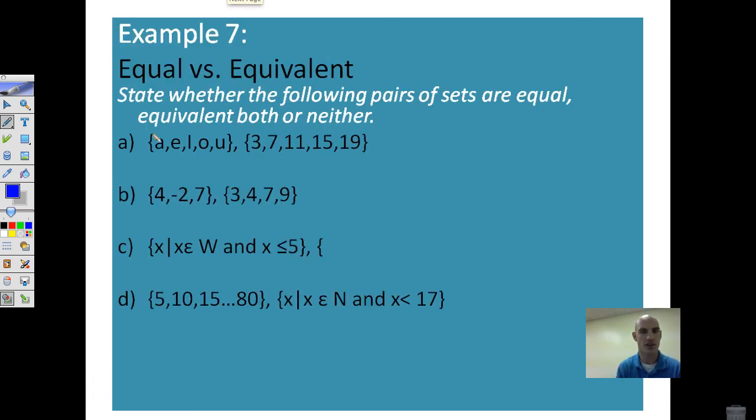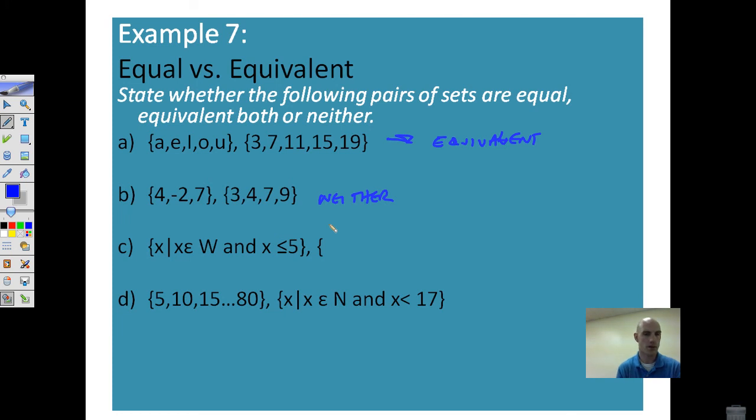So we're going to state whether these are equal or equivalent. Well, if I have A, E, I, O, U, and 3, 7, 11, 5, 15, 19. So I have 5 in this, 5 in this. So these would be equivalent. 4, 2, 7, 3, and 4, 7, 9. That would be neither.